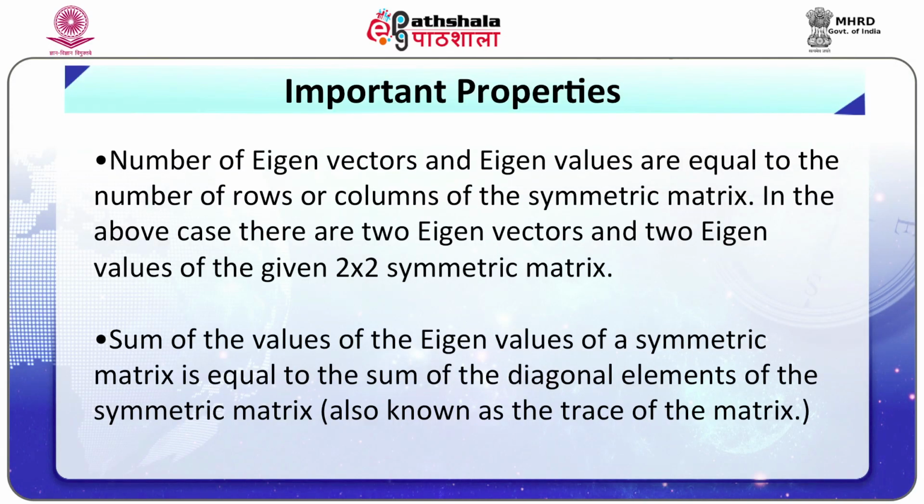Now its important properties. The number of eigenvectors and eigenvalues is equal to the number of rows or columns of the symmetric matrix. In the above case, there are 2 eigenvectors and 2 eigenvalues of the given 2 into 2 symmetric matrix. The sum of the eigenvalues of a symmetric matrix is equal to the sum of the diagonal elements of the symmetric matrix, also known as the trace of the matrix.